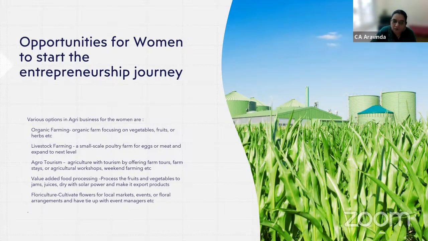Livestock farming is also one of the areas which women can think of and get that work done in the rural areas itself. Nowadays, even people in the cities are interested in coming to the rural areas over the weekends and working in the farms for relaxation and for other CSR activities. So agro-tourism is one of the areas which can help them generate revenue.